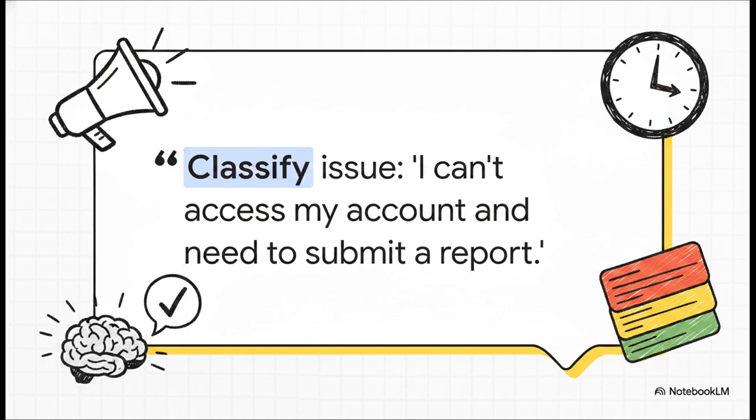Okay, let's look at a concrete example. Say you run a support team and want to automatically categorize incoming tickets by urgency. With zero-shot, you just type, "Classify this customer issue as high, medium, or low priority. I can't access my account and need to submit a report by end of day." Now, the AI uses its broad understanding of language and urgency to just instantly know that's a high-priority issue. Boom. You didn't show it what high priority looks like, it just inherently gets it.